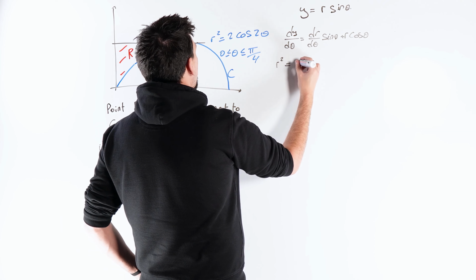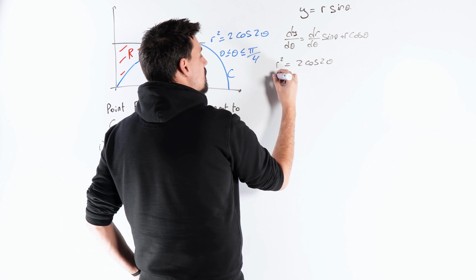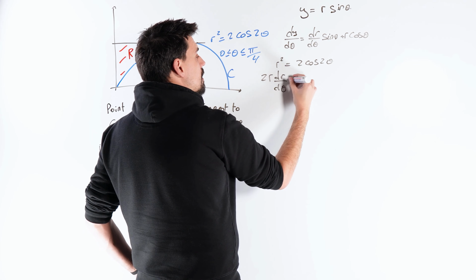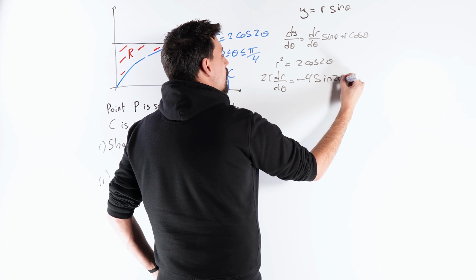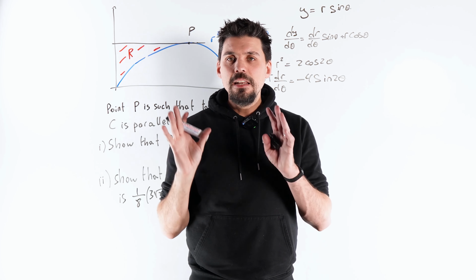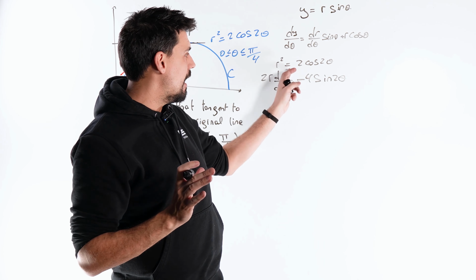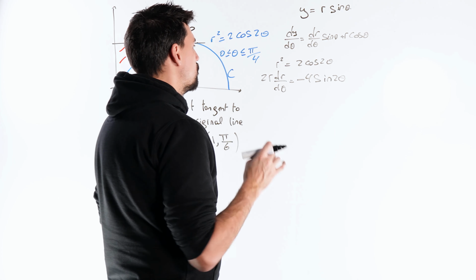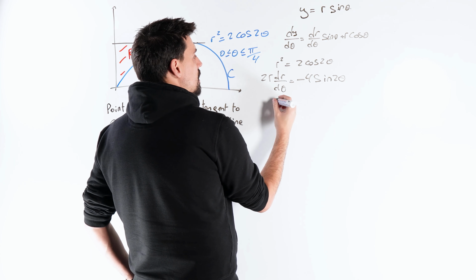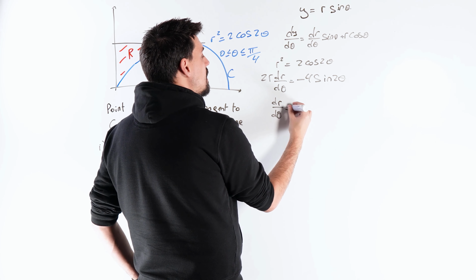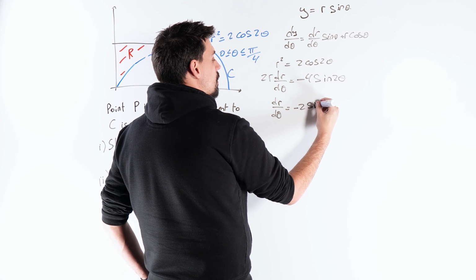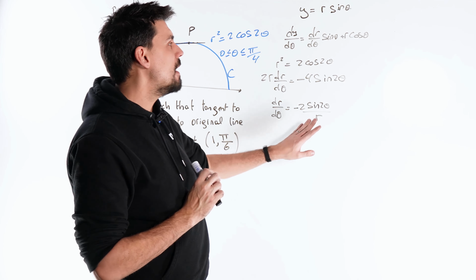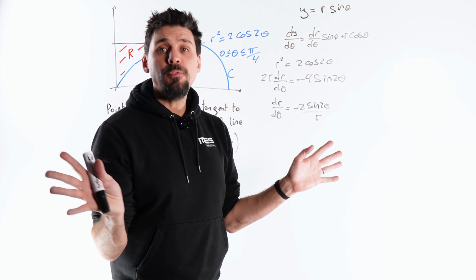Now, r squared is 2 cos 2 theta. So if I differentiate with respect to theta, 2r dr d theta is minus 4 sine 2 theta. Never be afraid of a cheeky bit of implicit differentiation as soon as you've got squares in there, because this is going to do something cool for me. So this does tell me that dr by d theta is minus 2 sine 2 theta over r. Don't worry about the r yet. If we have to deal with it, we'll plug it back in.